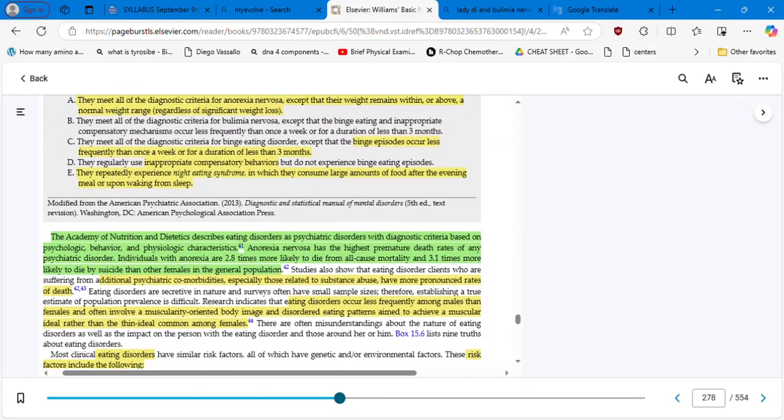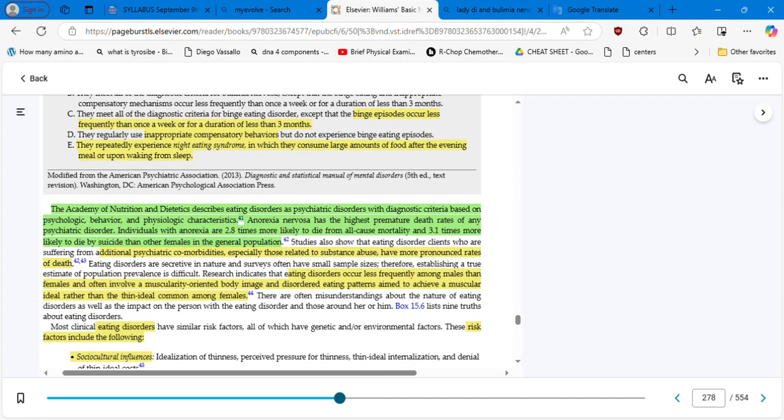Okay, so the Academy of Nutrition and Dietetics describes eating disorders as psychiatric disorders with diagnostic criteria based on psychologic, behavior and physiologic characteristics. I would say in that order. So the diagnostic criteria are based on psychologic, behavior, and physiologic characteristics. Okay, remember the gastrointestinal tract is the second brain in the body, is the beginning of all illnesses. Okay, so psychologic factors are extremely important.